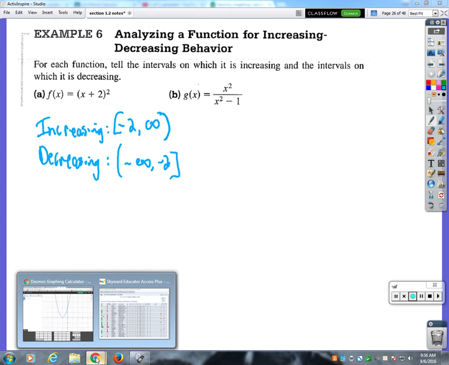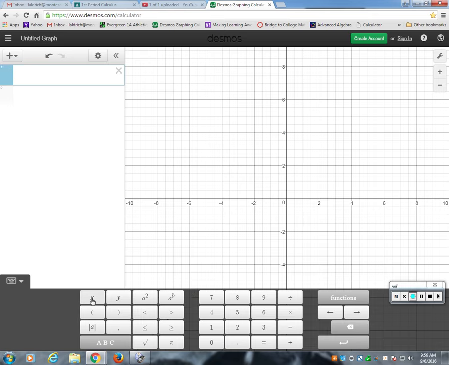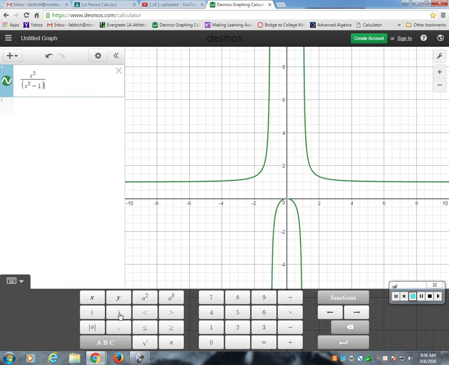X squared over x squared minus 1. X squared divided by x squared minus 1? Yep. Okay, so this is a rational function. So remember this last year, this is Samantha's favorite chapter. She only retook that quiz like 4 times or something, but got it in the end. So a lot of weird stuff going on here.